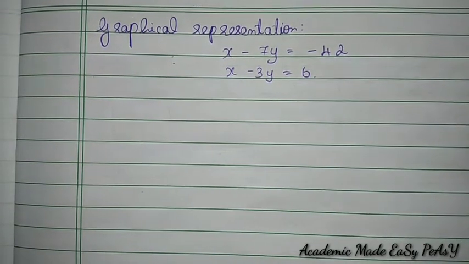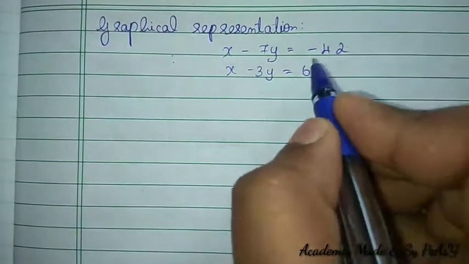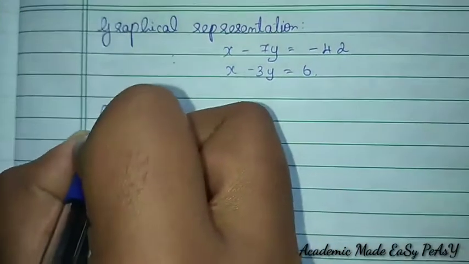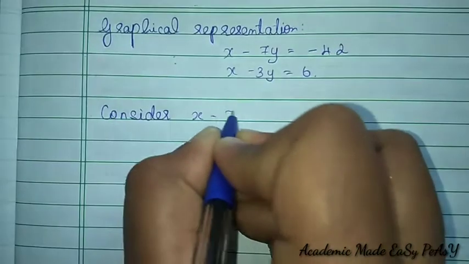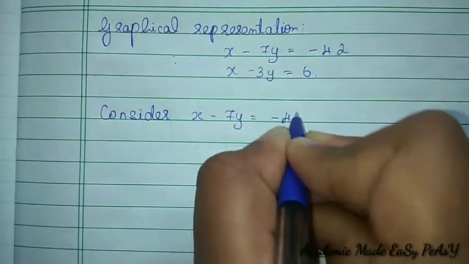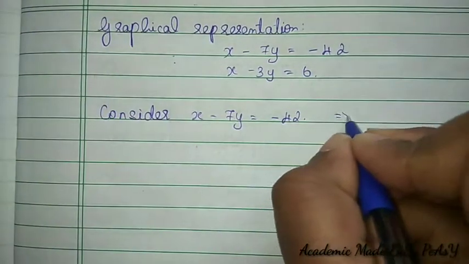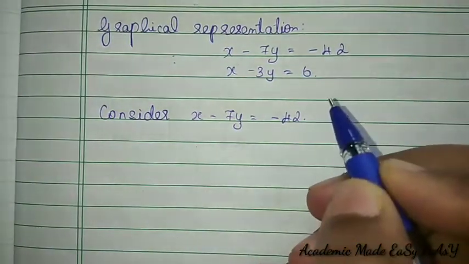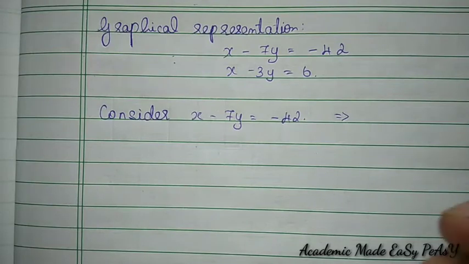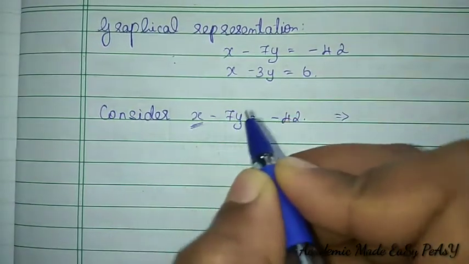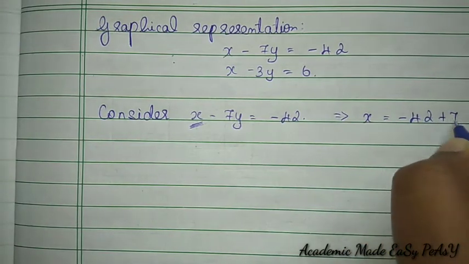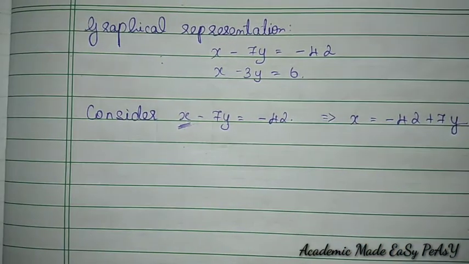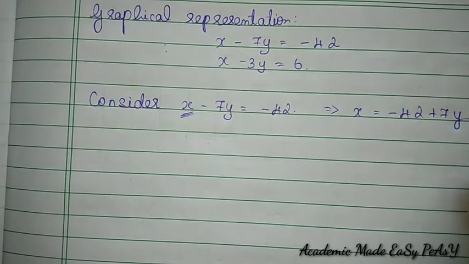So in order to find the points, we will be considering equations one by one. Consider equation 1 first: x minus 7y is equal to minus 42. So I will take one variable in terms of the other so that it will be easy for me. If I have only x, it is easy, no? So x is equal to minus 42 plus 7y. I'm just taking it like this in order to find the solution. So we will be drawing the table now.